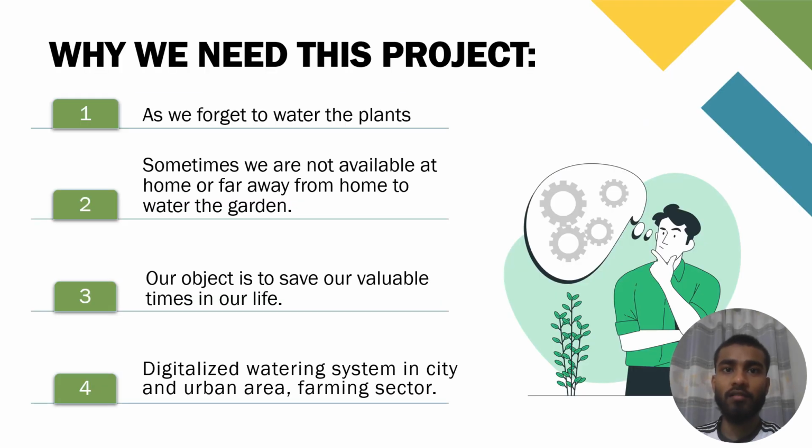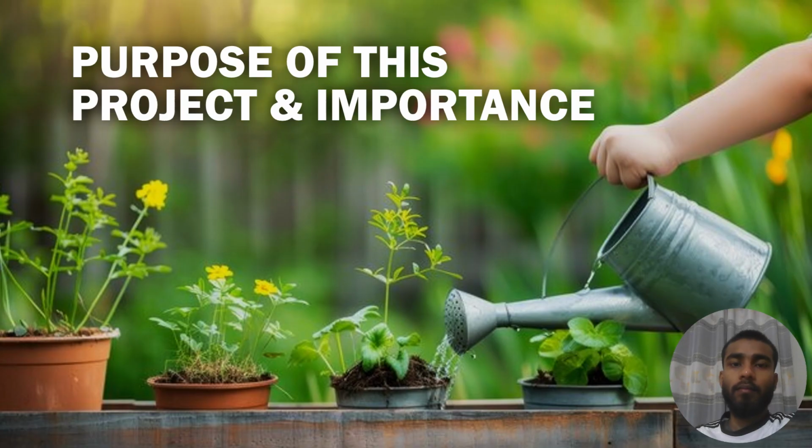Why do we need this project? I want to mention some points. Point number one, it solves the problem of taking care of plants by individuals. Point number two, it supplies the required amount of water, reducing wastage. The purpose of this project is to reduce the effort required to care for plants by automating the watering system.